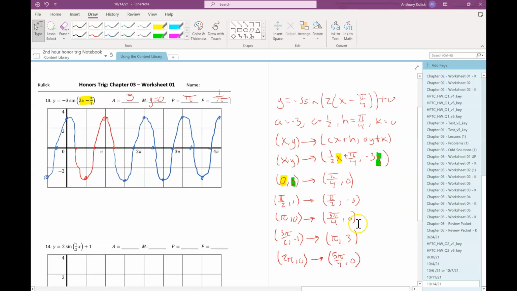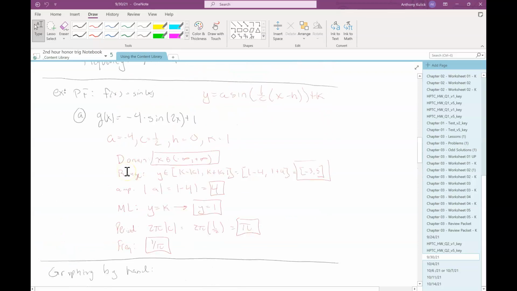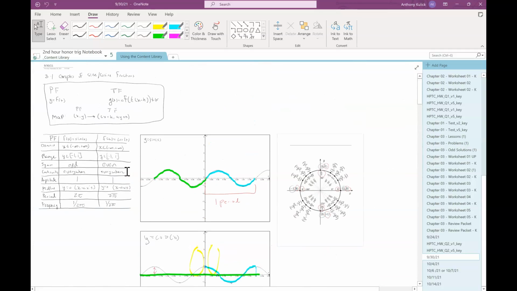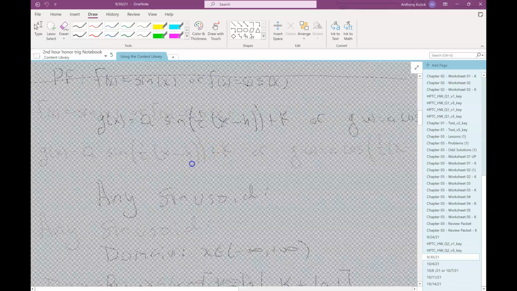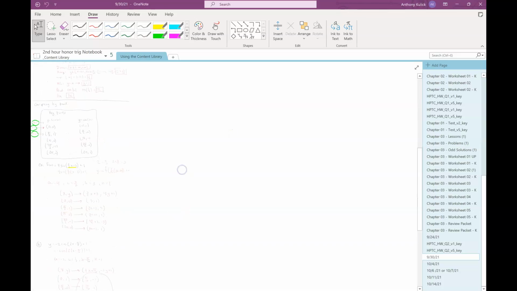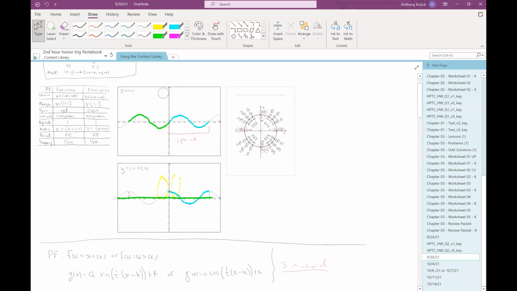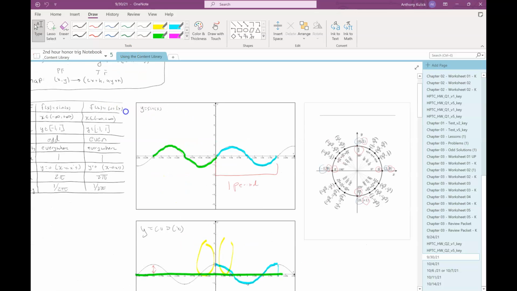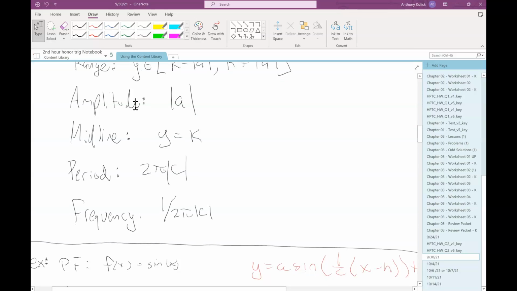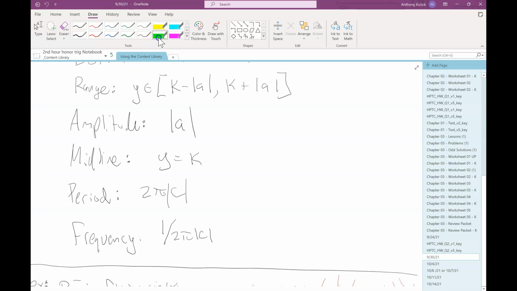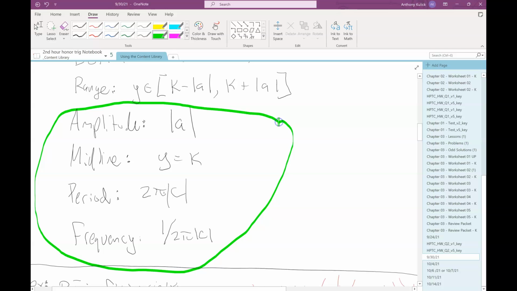And again, those formulas were in our notes from this day. Where did we do those at? Oh, here they are. So those are the formulas that I used. You're welcome.